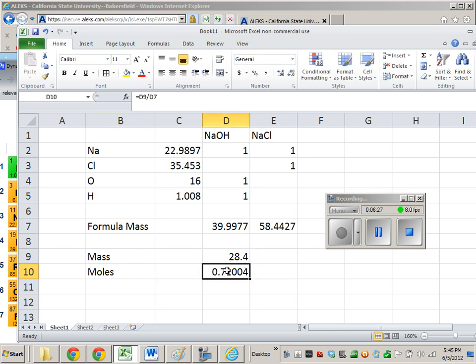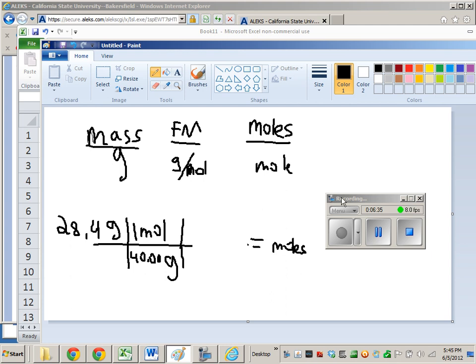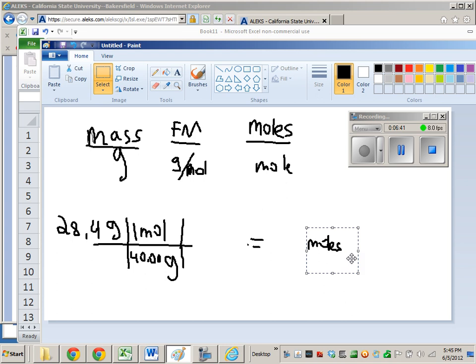So our moles of NaOH, we have 0.71004. Let me see if I can find it. We have 0.71 moles of NaOH. That's what we've calculated so far.